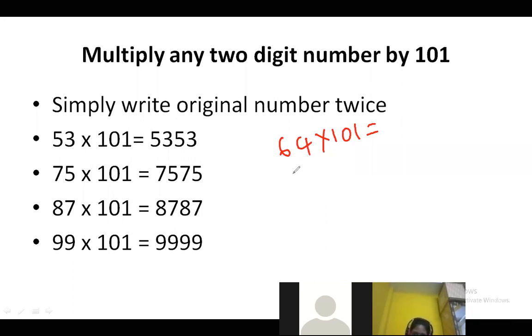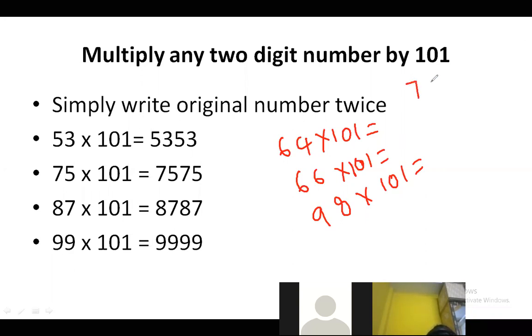I'll write another one. 66 into 101. Good, good. And 98 into 101. And 79 into 101.